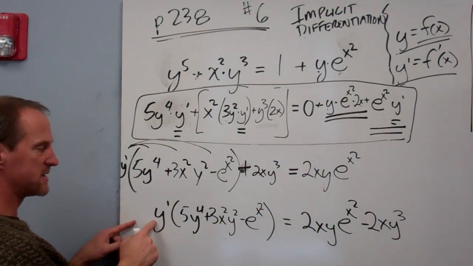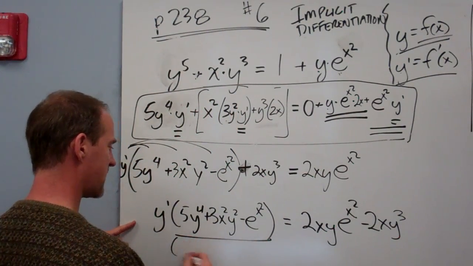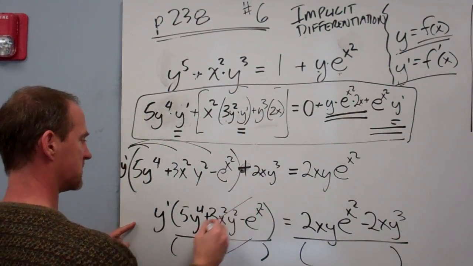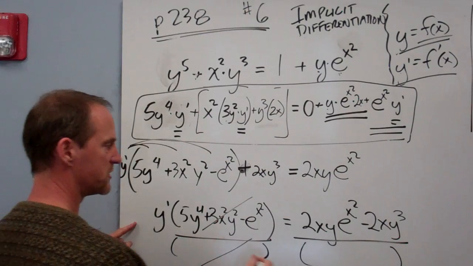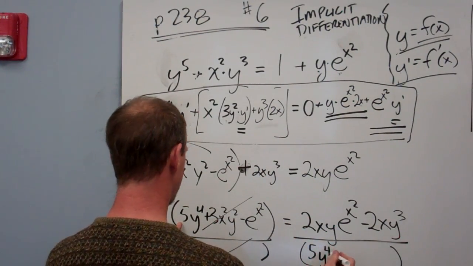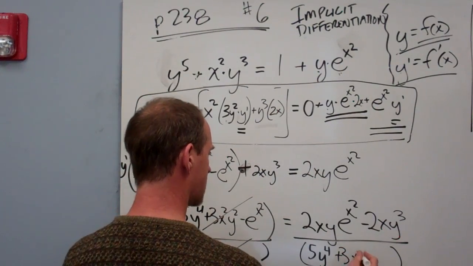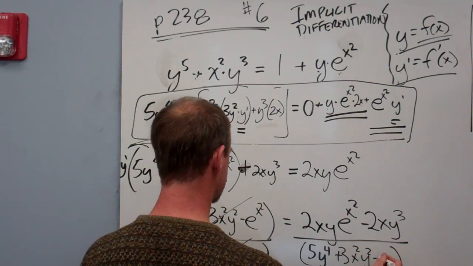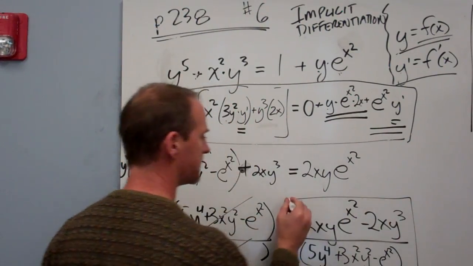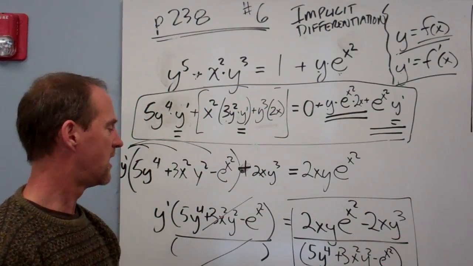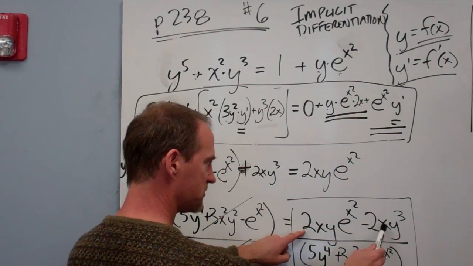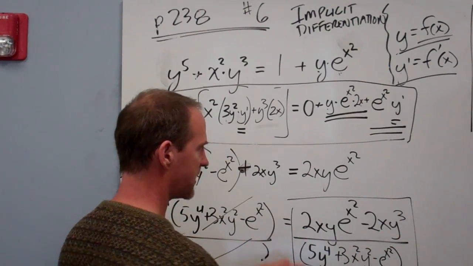I just want to get y prime by itself, so if I divide both sides by this denominator, then these will cancel, and I've got the y prime. So this basically is going to be my answer here. 5y to the fourth plus 3x squared y squared minus e to the x squared. That's the answer. However, the book will tidy it up even more, because you notice there's a 2xy and a 2xy. I can factor that out.